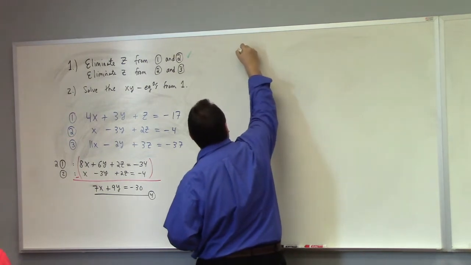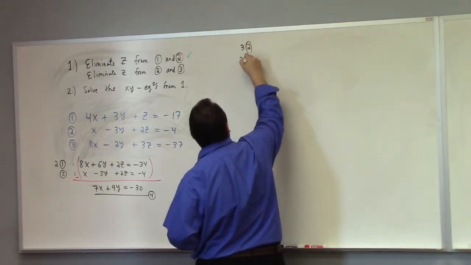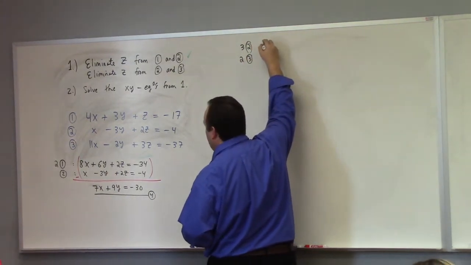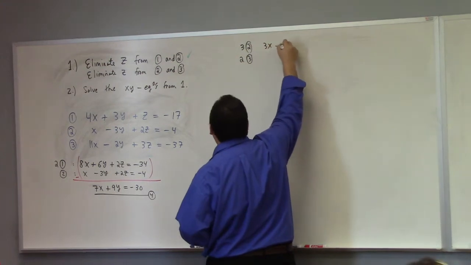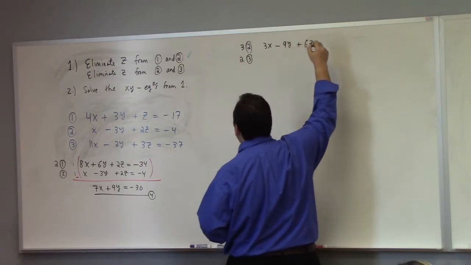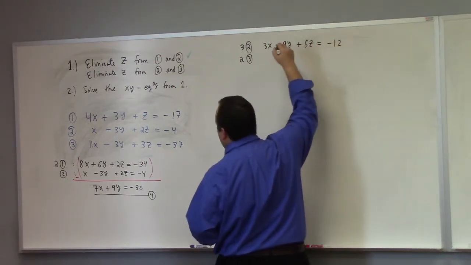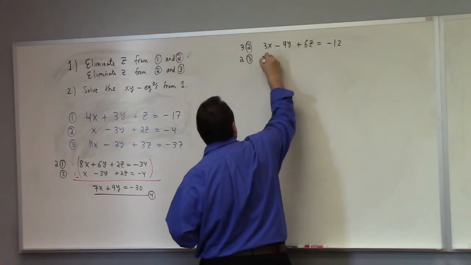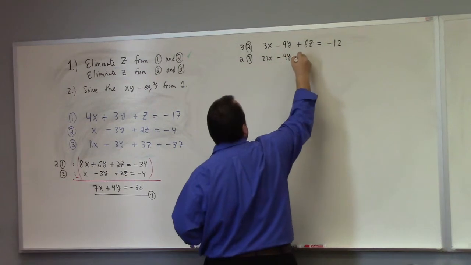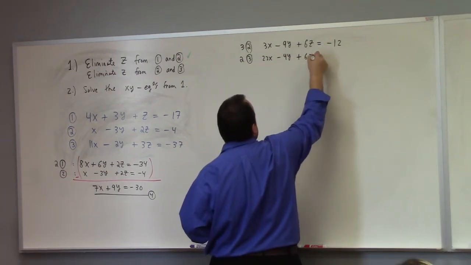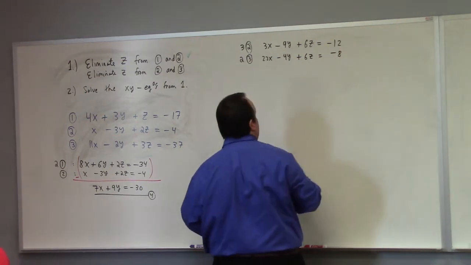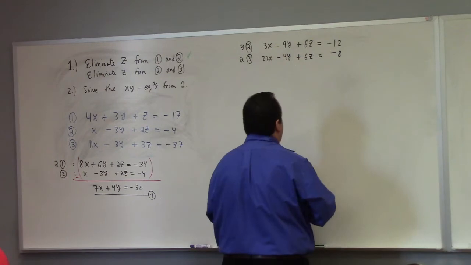So then, if we do 3 times equation 2, and 2 times equation 3, that'll make the z terms match up. All right. So 3 times equation 2 gives me 3x minus 9y plus 6z equals 3 times minus 4, which is minus 12. 2 times equation 3 gives me 2x minus 4y plus 6z equals minus 8. All right. Again, I've made them match up so I can subtract the equations.